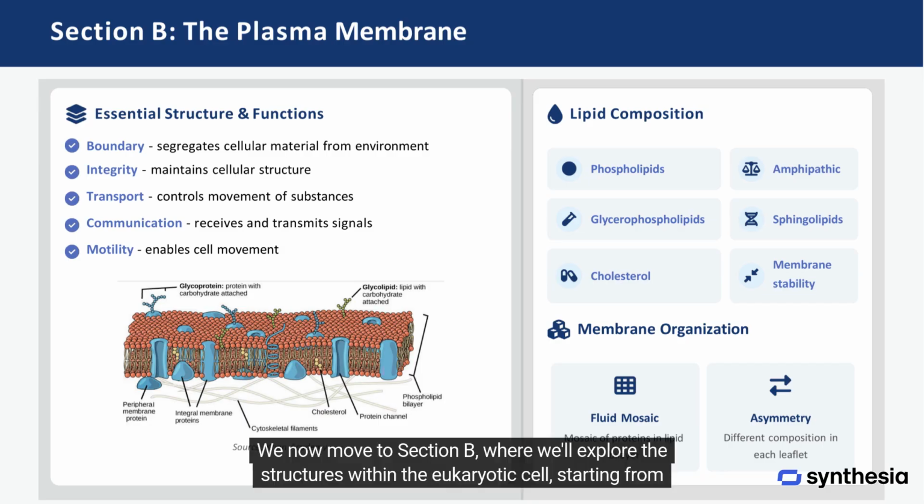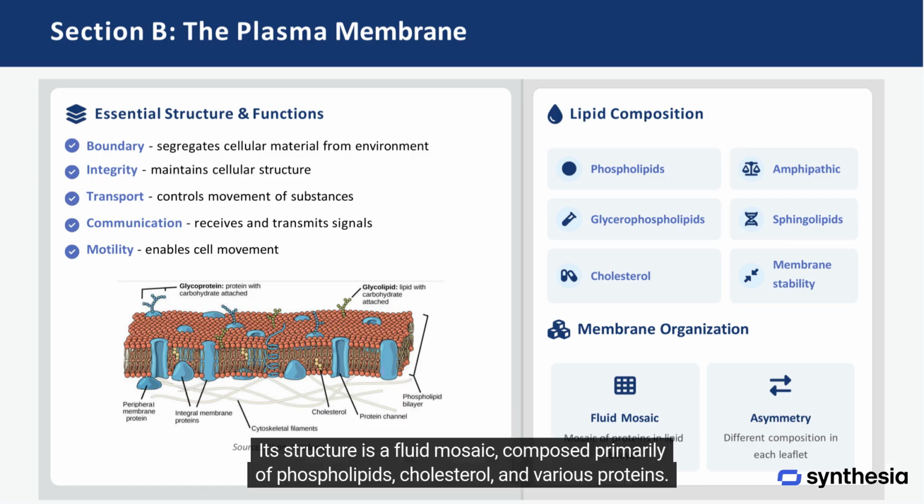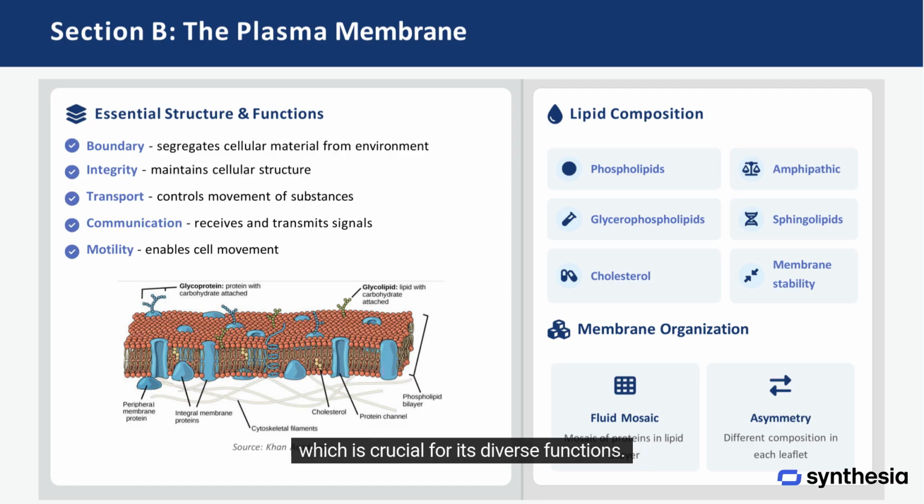We now move to Section B, where we'll explore the structures within the eukaryotic cell, starting from the outside in. The plasma membrane acts as the cell's boundary, separating its internal contents from the outside environment. But it does much more than that. It maintains the cell's structural integrity, controls the transport of substances in and out, receives and transmits signals, and even enables movement. Its structure is a fluid mosaic composed primarily of phospholipids, cholesterol, and various proteins. This composition is also asymmetric, meaning the inner and outer layers of the membrane are different, which is crucial for its diverse functions.